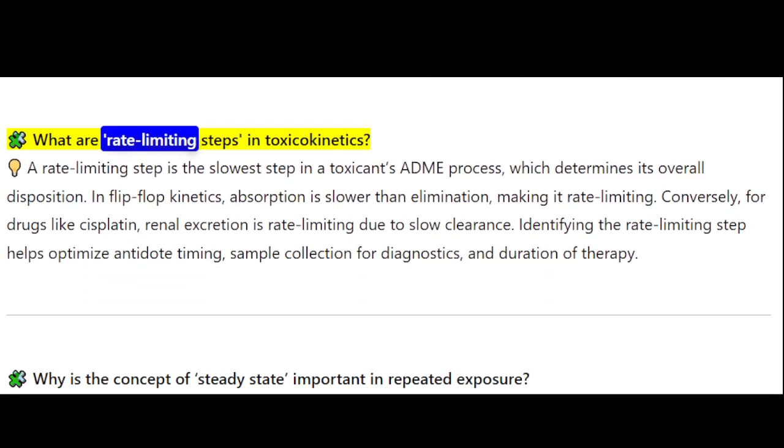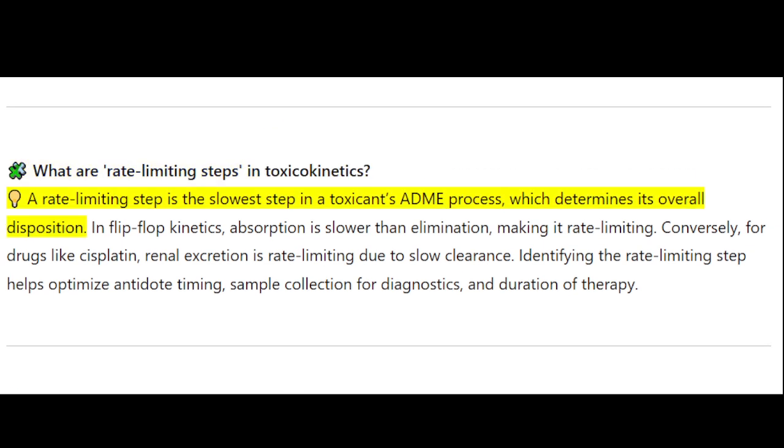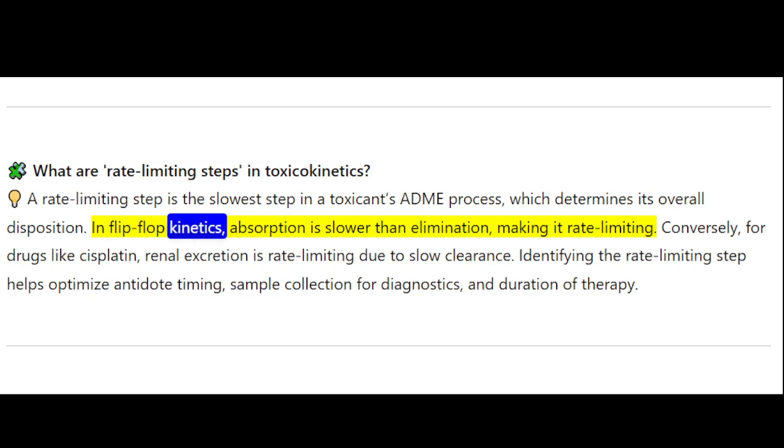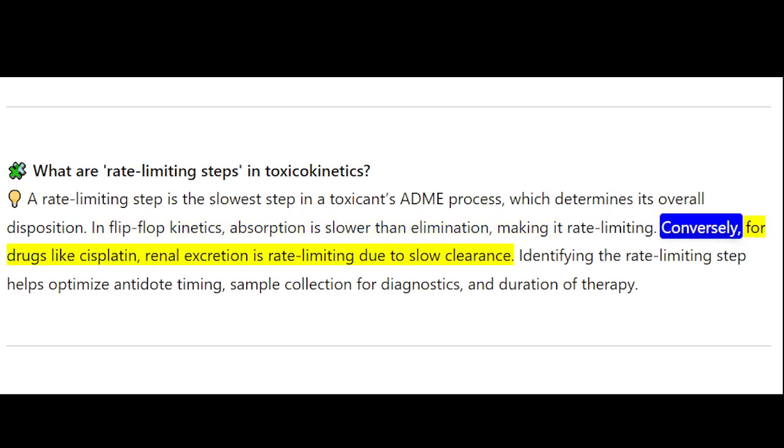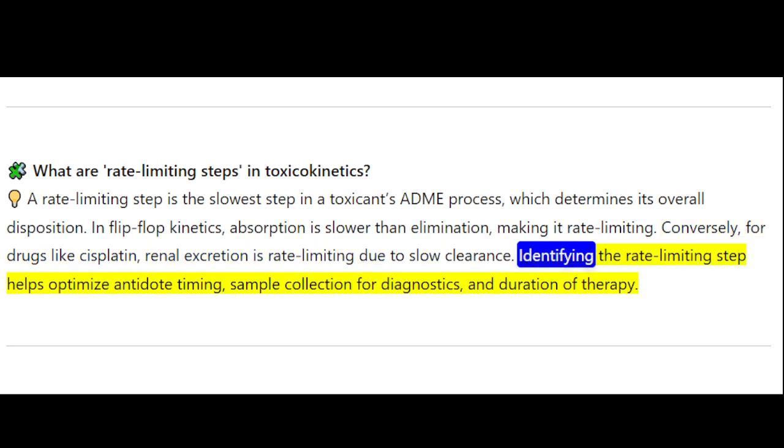What are rate-limiting steps in toxicokinetics? A rate-limiting step is the slowest step in a toxicant's ADM process, which determines its overall disposition. In flip-flop kinetics, absorption is slower than elimination, making it rate-limiting. Conversely, for drugs like cisplatin, renal excretion is rate-limiting due to slow clearance. Identifying the rate-limiting step helps optimize antidote timing, sample collection for diagnostics, and duration of therapy.